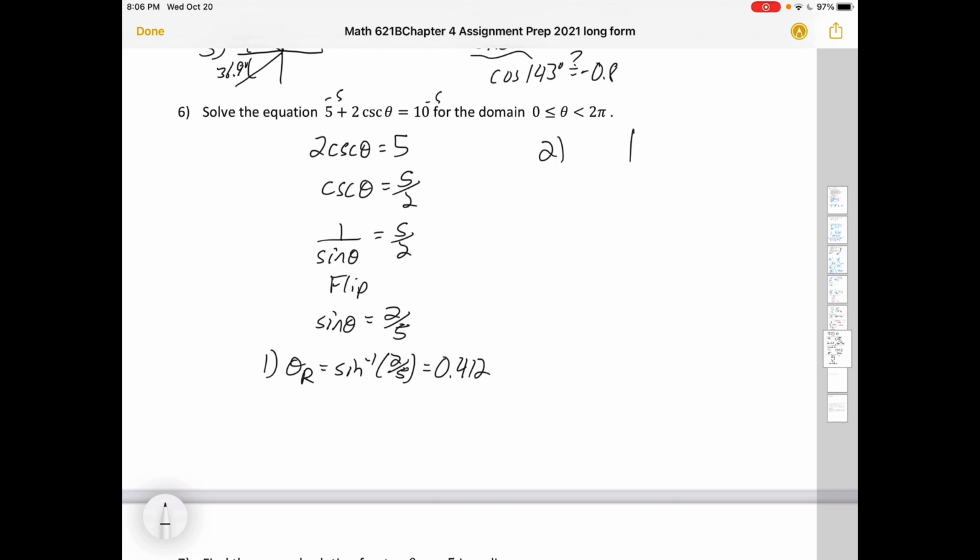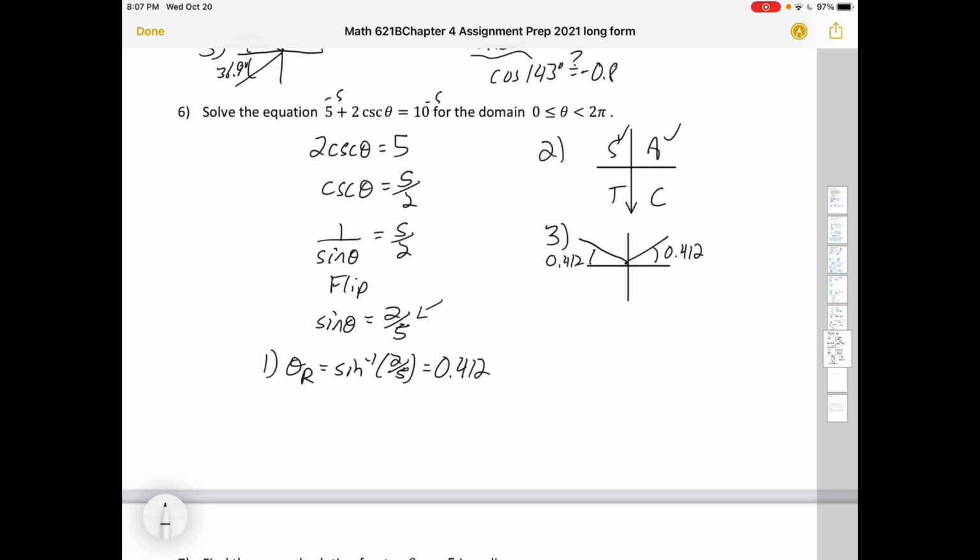I'm going to choose some quadrants. Anyways, ASTC. Sine is positive, so it could be in these two quadrants. So let me draw it. I'm not really that concerned about how nice my drawing is, as long as it's in the right quadrants. 0.412 and 0.412.